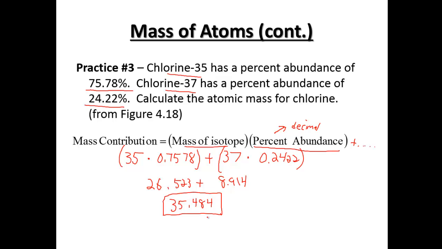This is the number that's found on the periodic table. When you find this number on the periodic table, it is slightly different than the one you have. That's 35.45. That's okay. That was just our calculation for what was given data-wise.